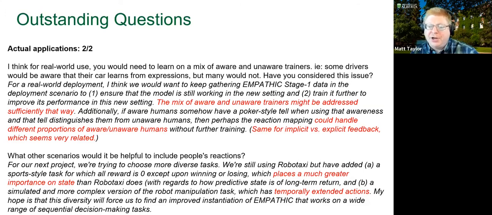Brad was also talking about using a different setting. So in RoboTaxi, we're looking at the immediate reward: are you hitting a person right now or not? And you could think of looking more at having a winning or losing state. So there's this longer term task and I'm either going to get that plus one or minus one. So I need to be thinking ahead to what's going to happen and not just the immediate thing that's happening right now.